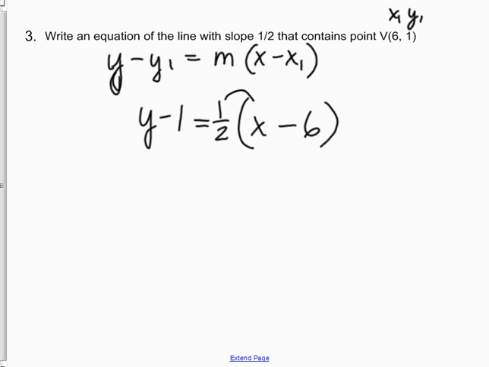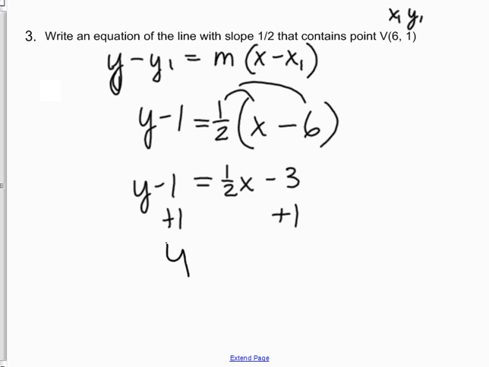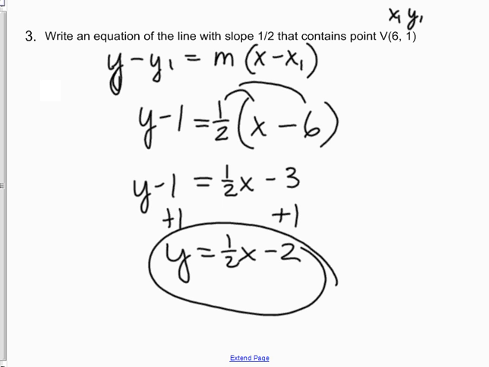So I have to distribute here. I get y minus 1 equals 1/2 x. Okay, so 1/2 times -6 is going to be a -3. Half of 6 is 3. Now I'm going to add 1 to both sides. y = 1/2 x - 2. There is your line.